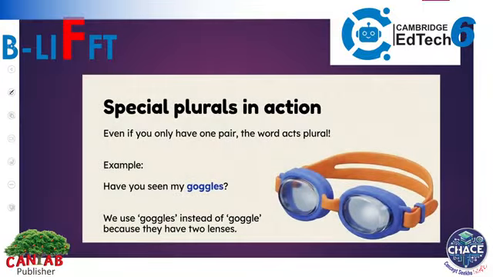Special plurals in action. Even if you only have one pair, the word is plural. For example, have you seen my goggles? Here the word have is used with plural pronouns or plural nouns, and goggles also act as plural. We use goggles instead of goggle because they have two lenses.